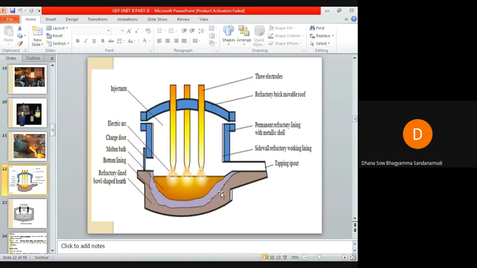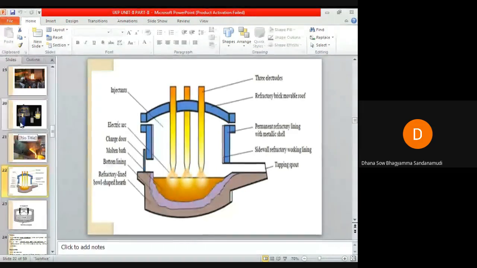This type of direct arc furnace is used for manufacturing alloy steel, and it gives the purest product. The arc which is struck between the electrode and the charge has negative resistance characteristics. That means resistance will fall with increase in temperature. Therefore, some current limiting device is required in the circuit to prevent short circuit. It may be in the form of a reactor. It is not shown here.